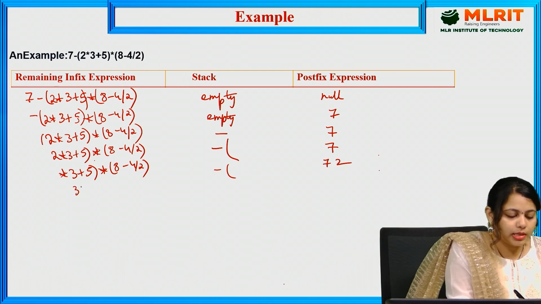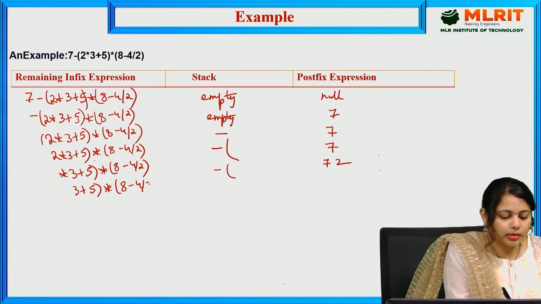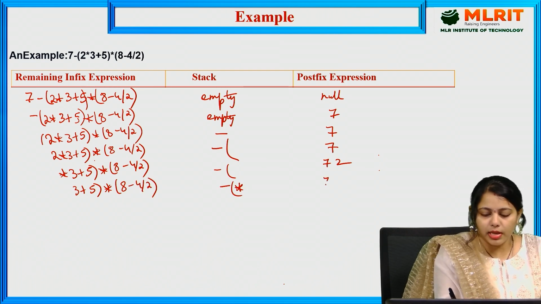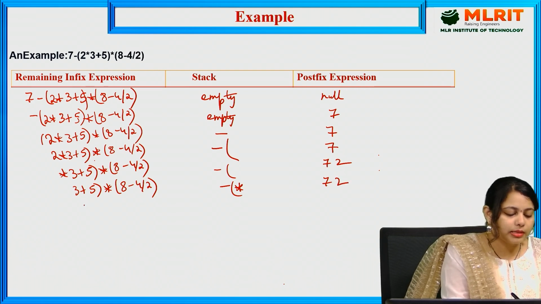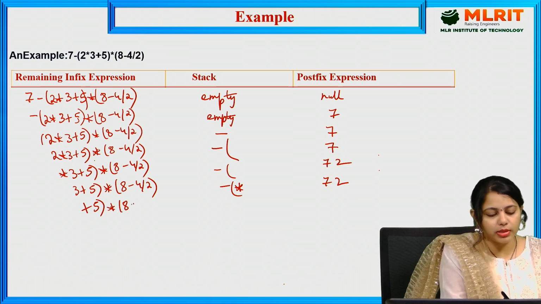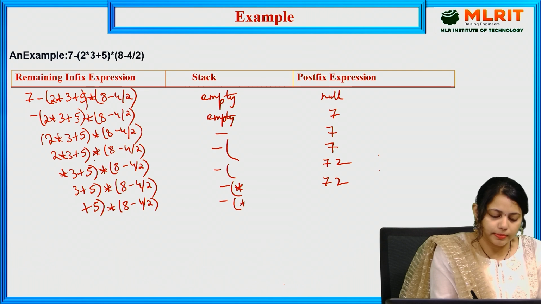The next incoming symbol is star. The star will be pushed into the stack, and in postfix we have 7 2. The incoming symbol is 3. It is an operand, so it will not be pushed into the stack. It will be printed in the postfix.